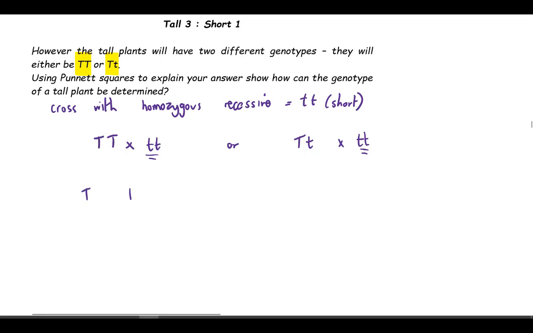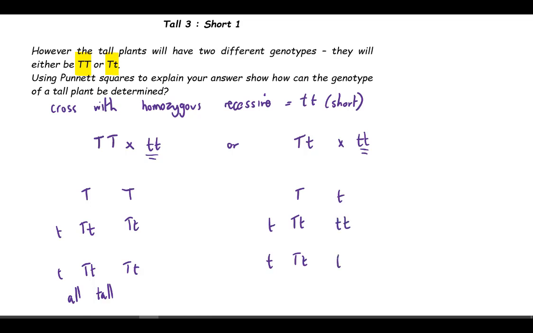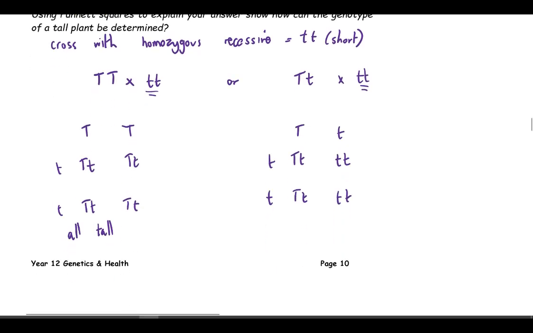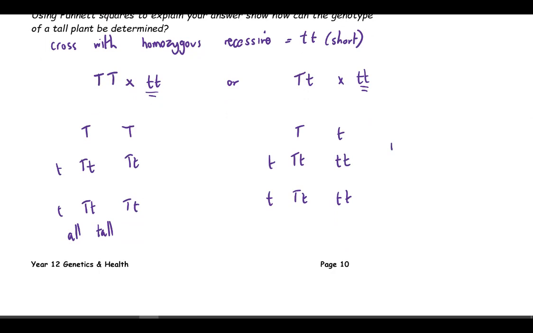So if we do this Punnett square, all the offspring are tall. In this scenario, half or 50% are tall and 50% are short.